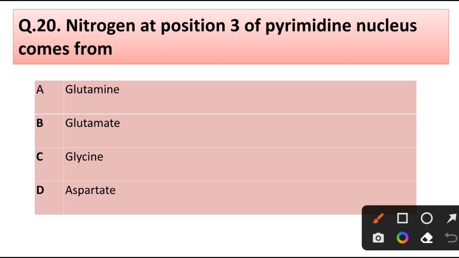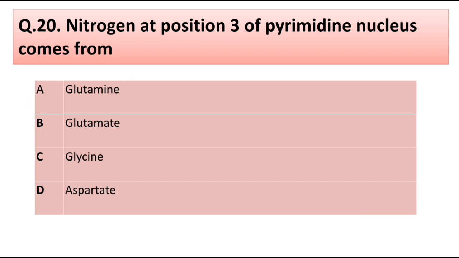Question number 20. Nitrogen at position 3 of the pyrimidine nucleus comes from glutamine, glutamate, glycine, or aspartate. Correct answer is option A, glutamine.